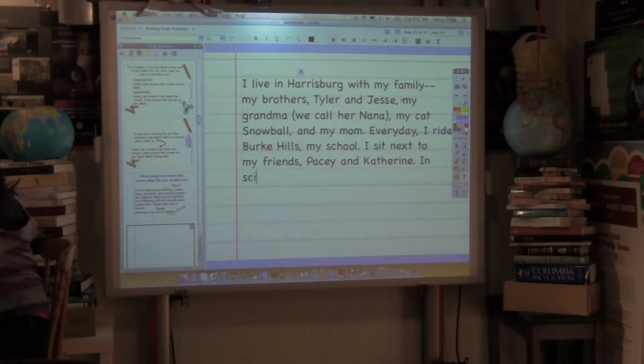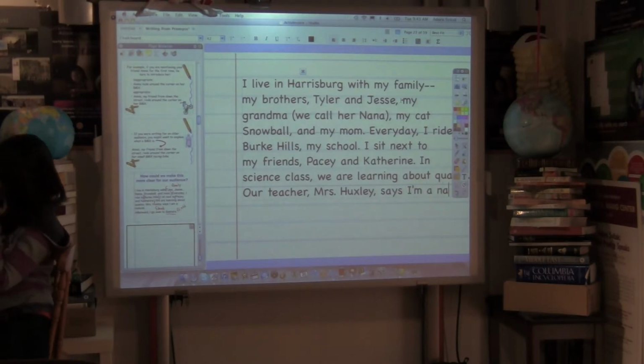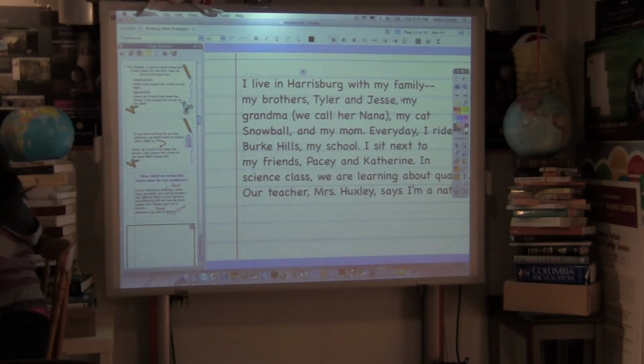In science class, we are learning about quarks. Our teacher, Mrs. Huxley, says I'm a natural. And then adding in, after school, I go over to my friend Sasha's house.